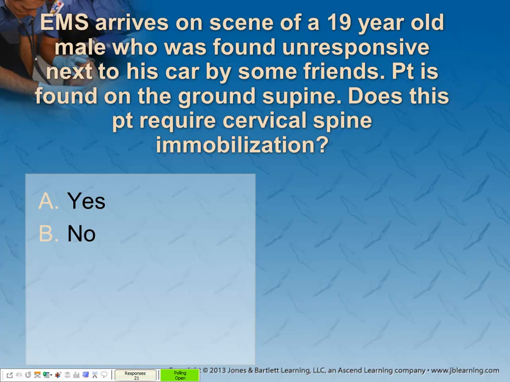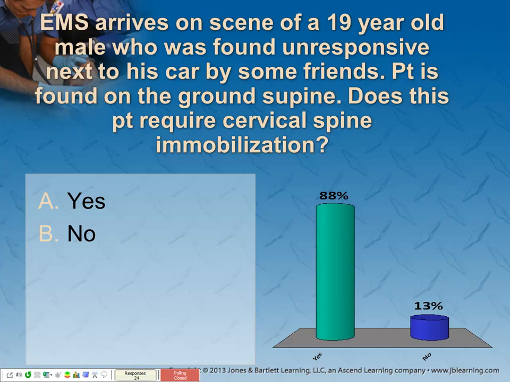Think about it. Two more left to answer. One more. Why does he need C-spine immobilization? You don't know what's wrong with him. He was found unresponsive on the ground. Did he fall there? Did he lie down and pass out? What kind of injury does he have? And he's completely unresponsive, so he would need C-spine immobilization.